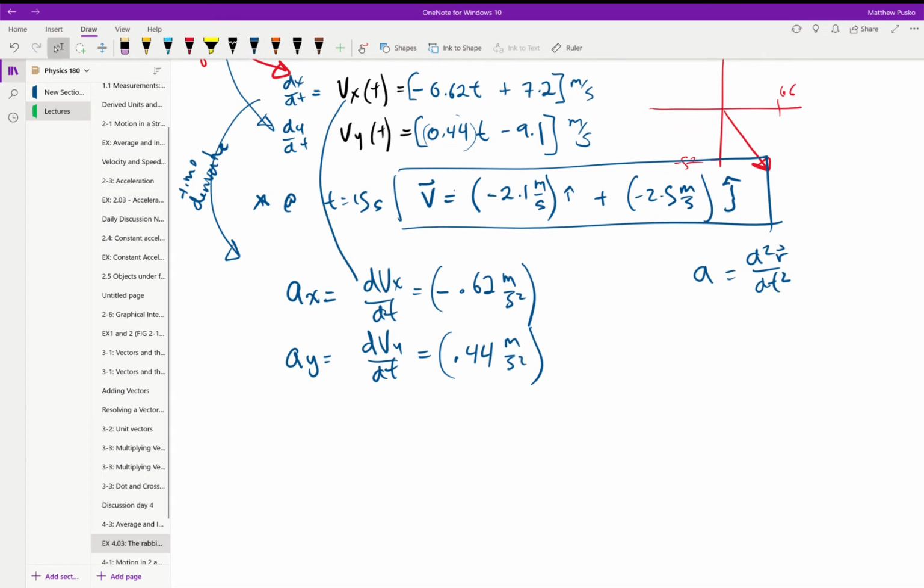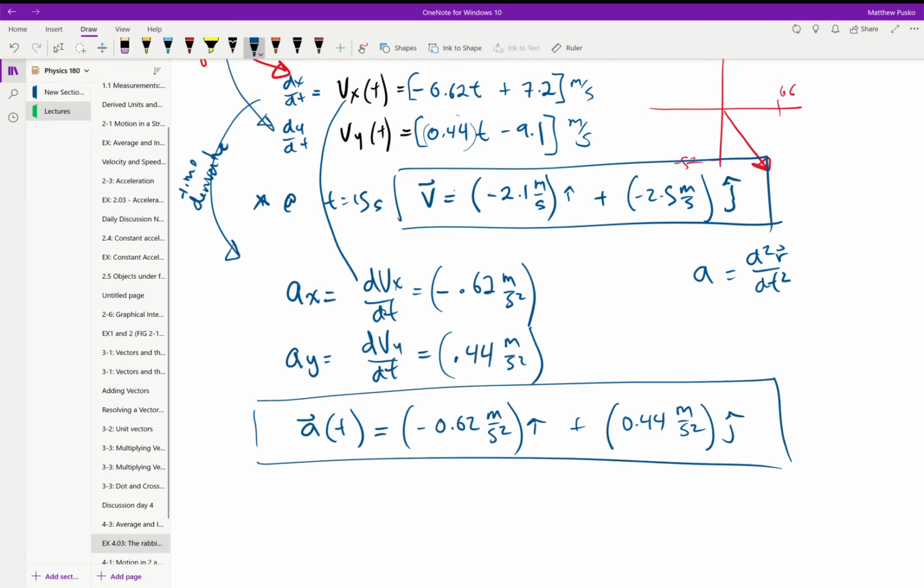Alright, let's put that into a vector now. So the acceleration vector, it's still a function of time, even though it's all constants. It did come from a function of time. Time is passing, right? But these values are not changing. I get a negative 0.62 meters per second squared in the i, and a positive 0.44 meters per second squared in the j direction.